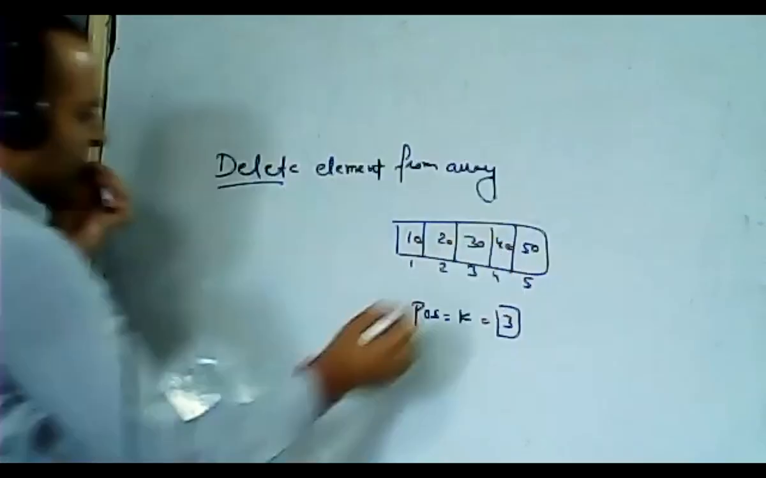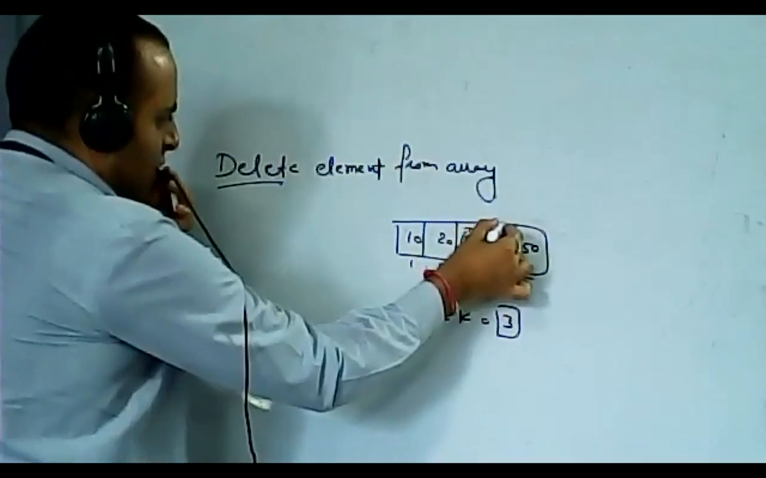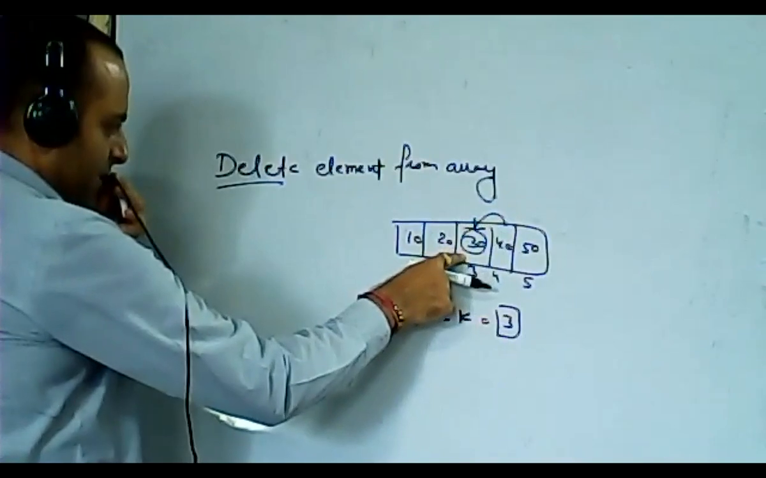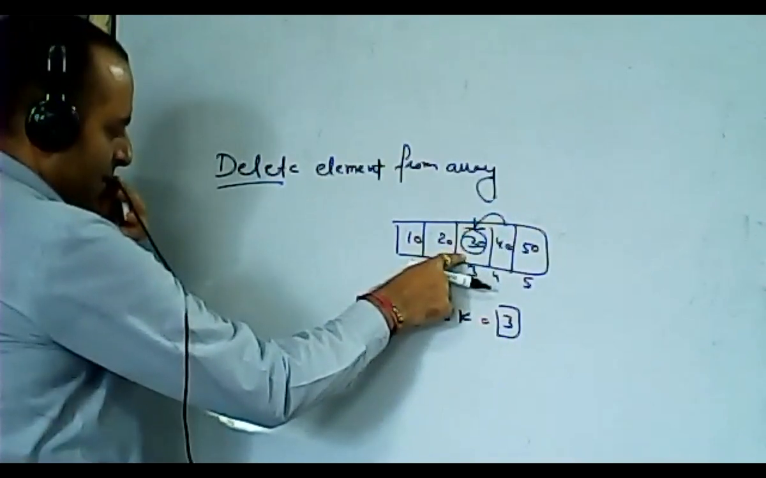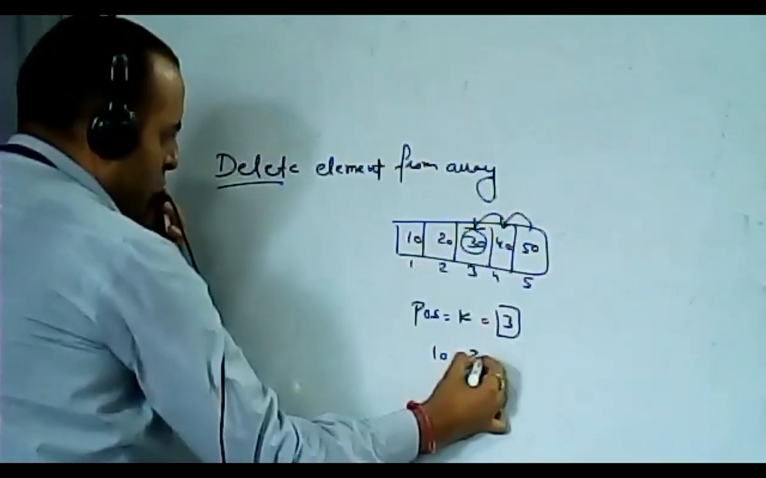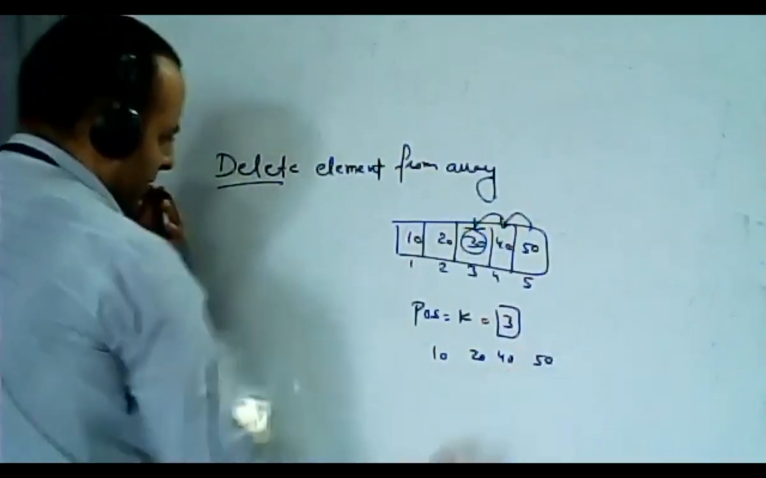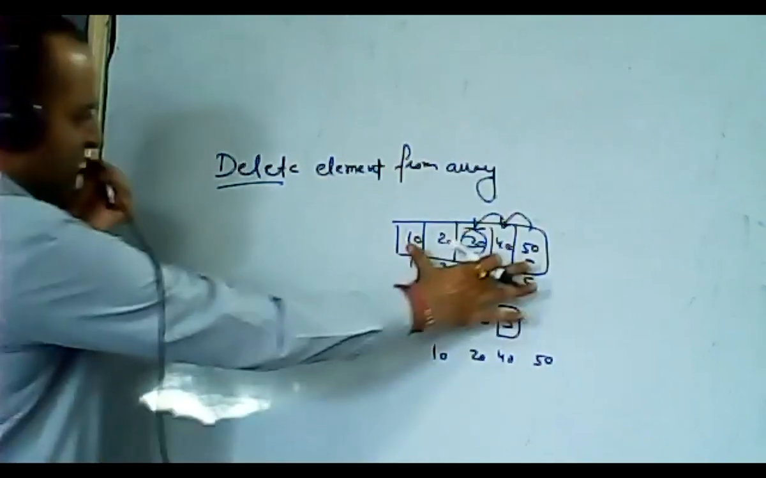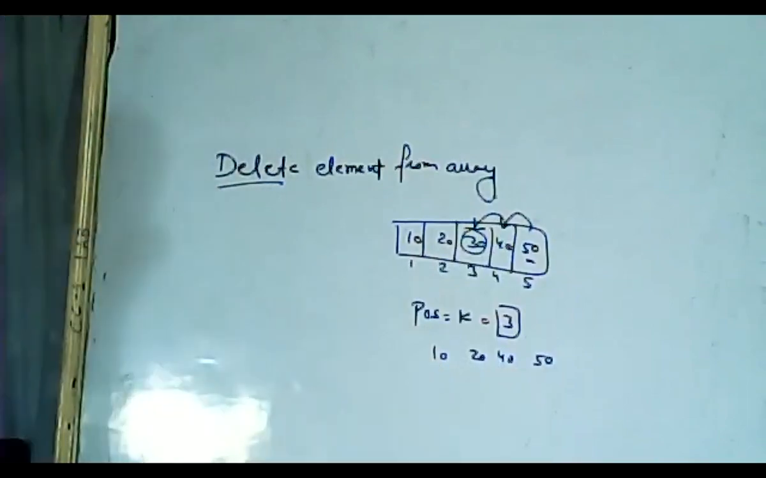So how can we delete? I have to delete 30, so I will bring 40 here. So jo 40 yahan aayega, 40 will override 30. 30 will be lost. And 50 will come here. 50 will override 40. So the output will be 10, 20, 40, 50. Aur 50 yahan bhi rahega par usko main access hi nahi karunga, because before deletion elements were 5, after deletion elements will be 4.